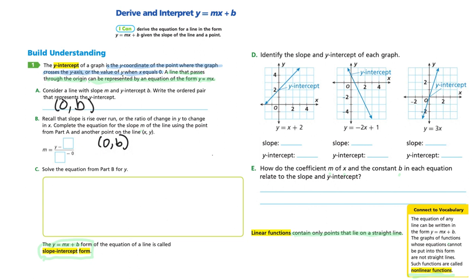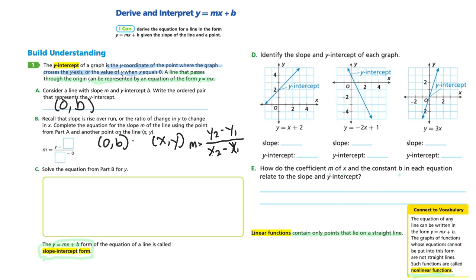And they say complete the equation for the slope m of the line using the point from part A, which is here, and another point x, y. So if you remember, I don't know which module this was, but when you're talking about rise over run, you can write it in the form: the slope equals the change in y, so it's y2 minus y1, or the y from the second ordered pair minus the y from the first ordered pair, over x2 minus x1, the x from the second ordered pair minus the x from the first ordered pair.